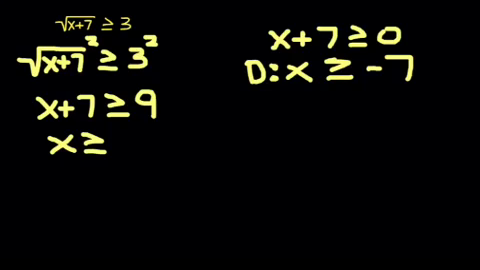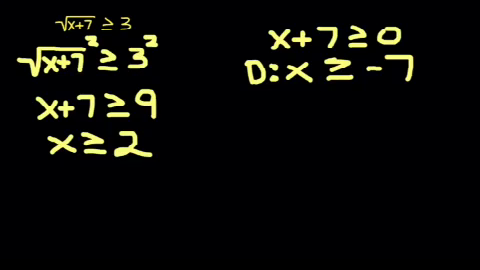So 7 goes away on the left, 9 minus 7 is 2. And that is my solution, as long as the numbers in the solution do not violate the domain that I established on the right side. So I look at it. X is greater than or equal to 2.